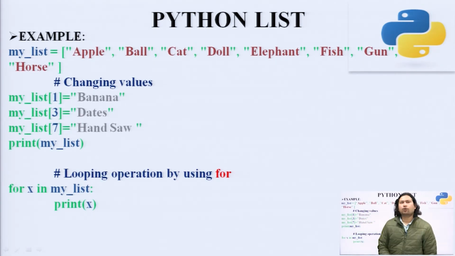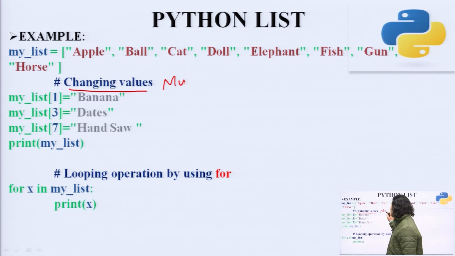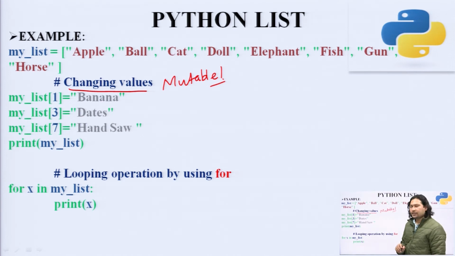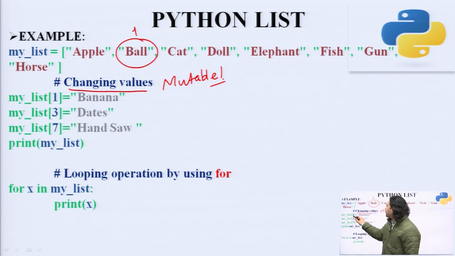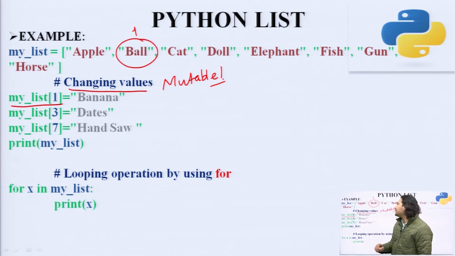Now, the next thing is we are trying to change the values because lists are mutable. At the very first slide of the list data type you have seen the characteristics of the list, it is mutable, that is the values are changeable. So, how are we going to change the values? The principle remains the same, first you need to access that element. We are trying to change the value of this ball, the index number is 1. Just like how we access that element, you put my list in square bracket 1.